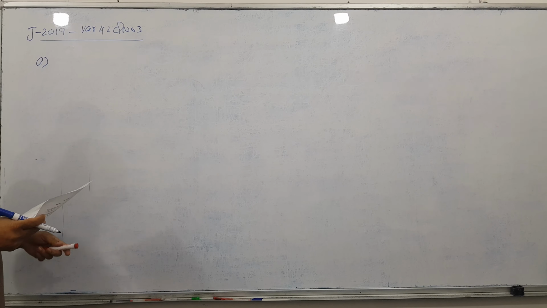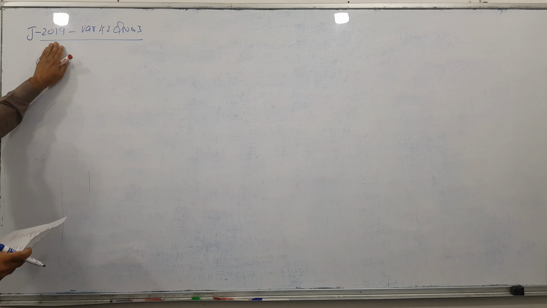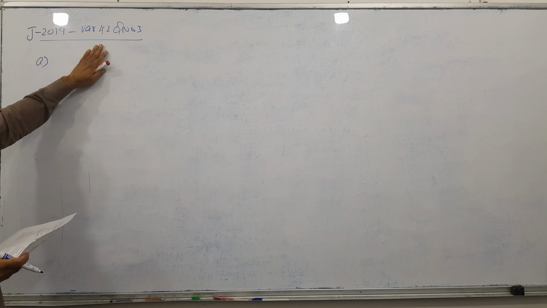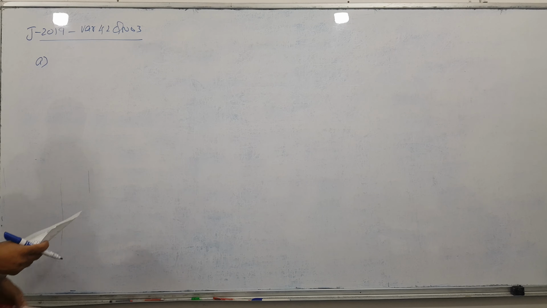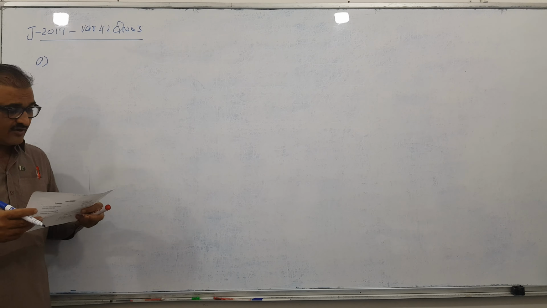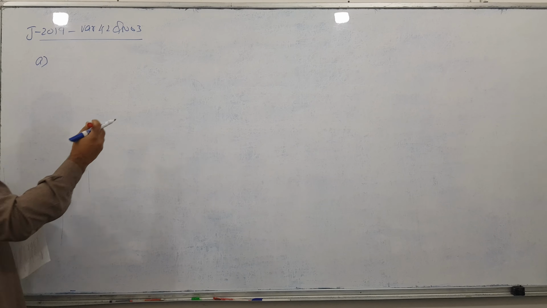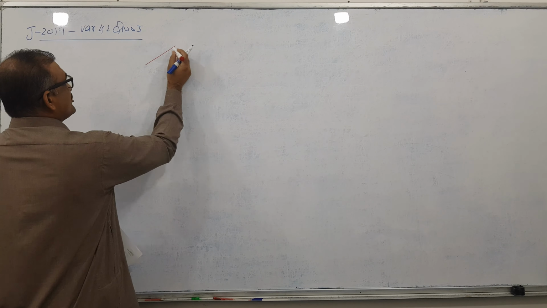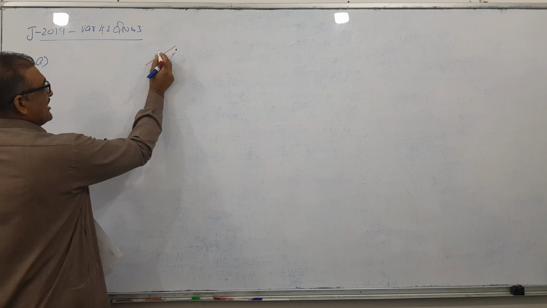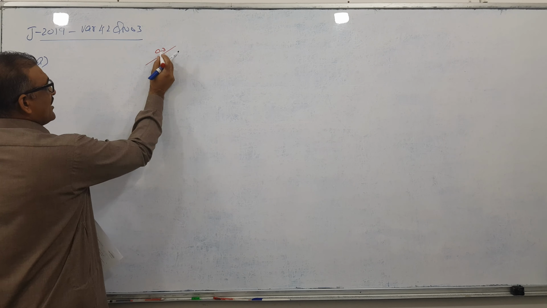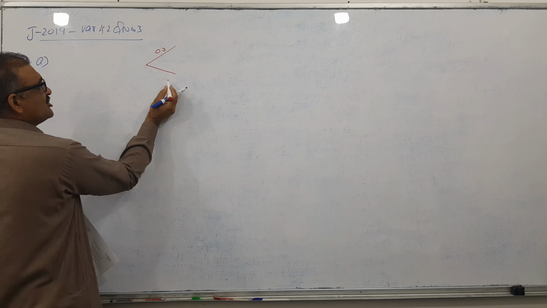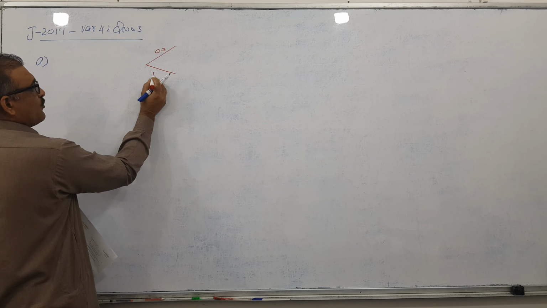Bismillahirrahmanirrahim. This question is from June 19, grade 42, question number 3. The topic is probability. Before I start, whenever we know one branch, for example this is 0.3, and I want to find this other branch, I simply do 1 minus 0.3. This is the way to find this one.